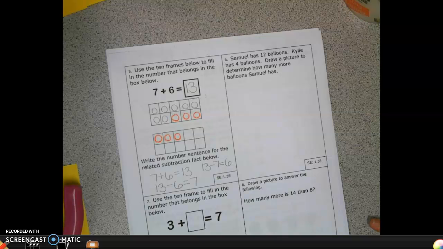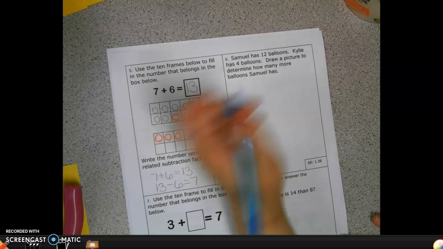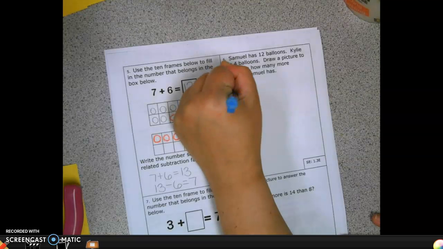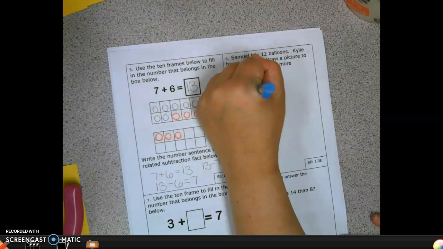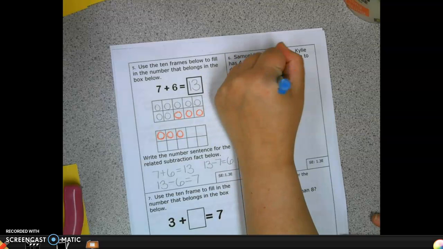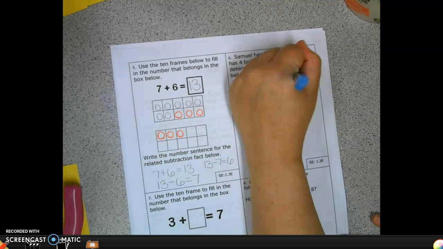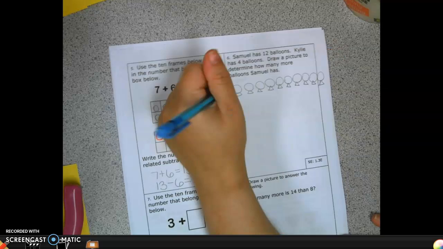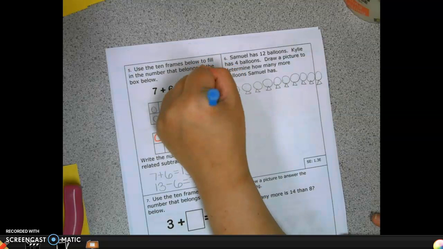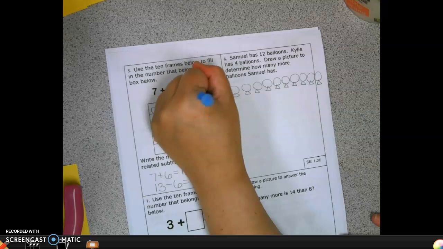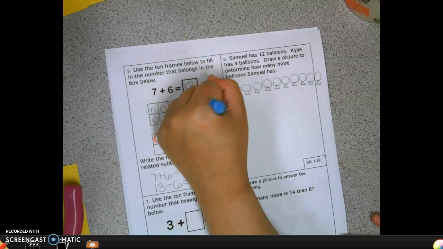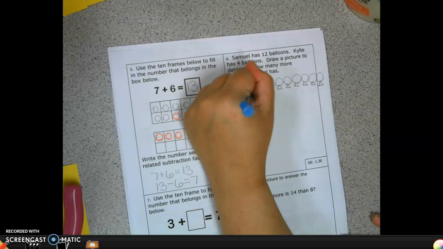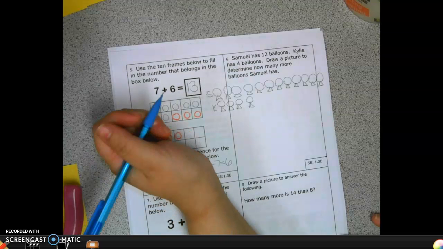Samuel had 12 balloons. Kylie has 4 balloons. Draw a picture to determine how many more balloons Samuel has. All right, well, I know Samuel has 12 balloons, so I'm going to draw 1, 2, 3, 4, 5, 6, 7, 8, 9, 10, 11, 12. So these are my Samuel balloons, and then I have Kylie, and she has 4: 1, 2, 3, 4.